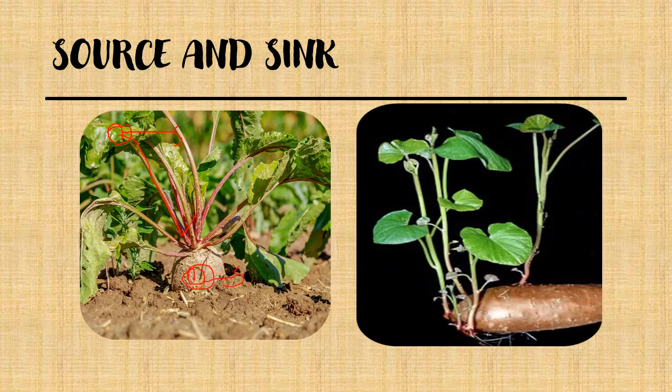But in this second figure, we are seeing that leaf development is taking place. So there is no photosynthesis in the leaf. Food is supplied from the storage organ to the leaf. So now the storage organ is called the source and the leaf is called the sink. Source and sink can be reversible.